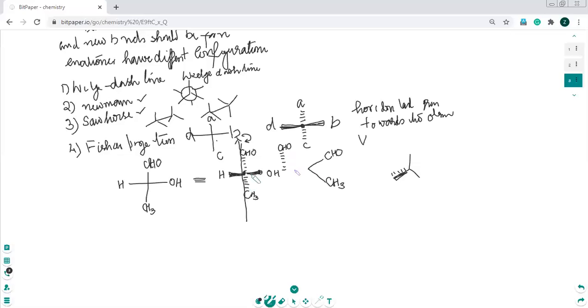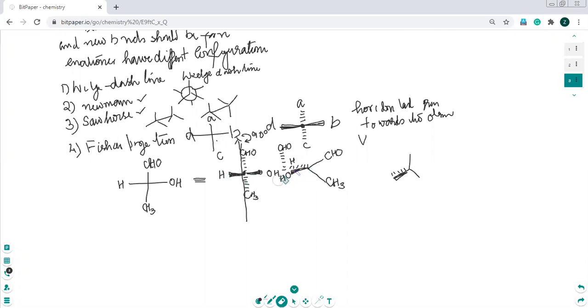Now see here, this CH3, this OH. Remember, we are rotating by 90 degree only, not 180. So this OH, which is on the right hand side, will move through the front to the left hand side, like this. It's only 90 degree. And this H will move to the back side behind this OH. Are you getting this concept?